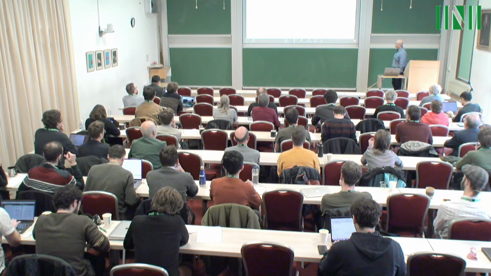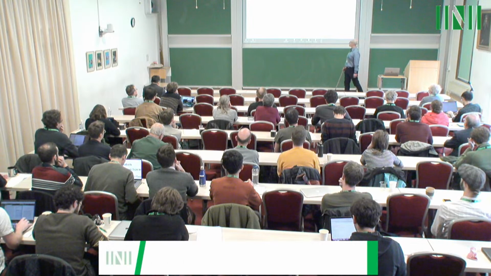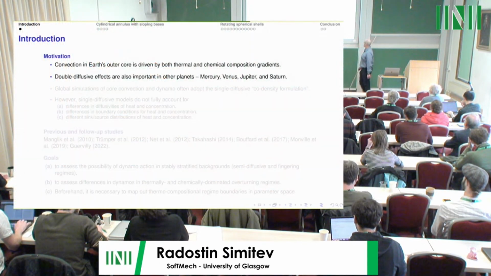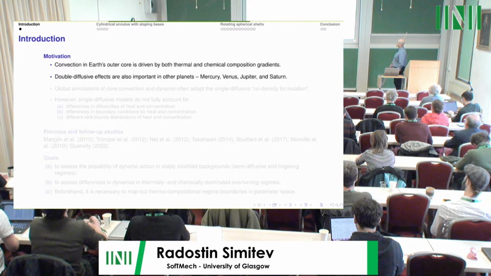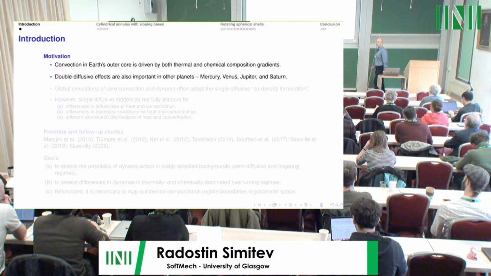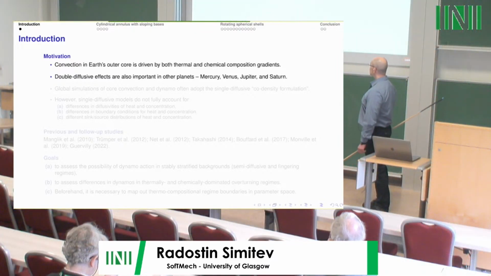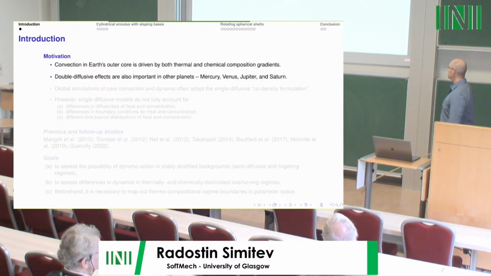Right, and so the motivation for considering this problem, of course, is that convection in the Earth's outer core is driven by both thermal and chemical composition gradients. And the chemical component of the buoyancy force is estimated to be large, probably about 80% of the buoyancy force. Double-diffusive effects, as we heard this morning, are also important in other planets, in particular Mercury, Venus, Jupiter, and Saturn.